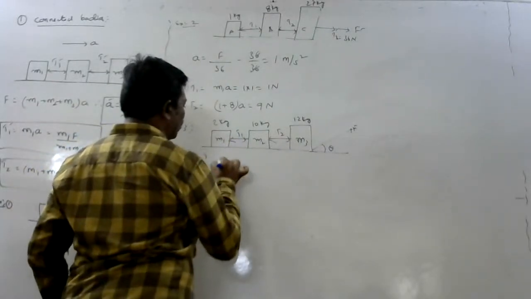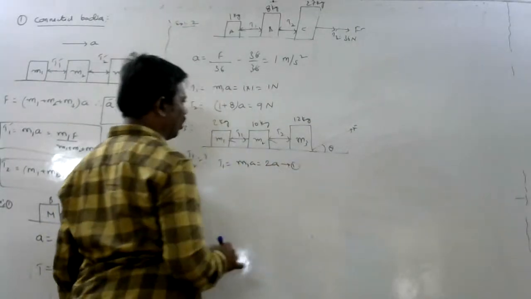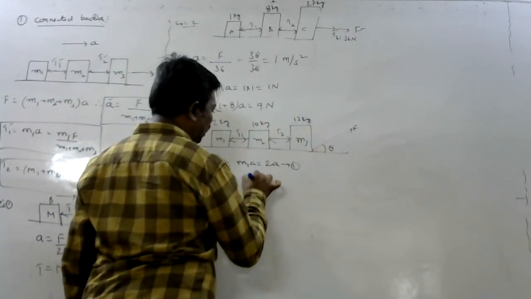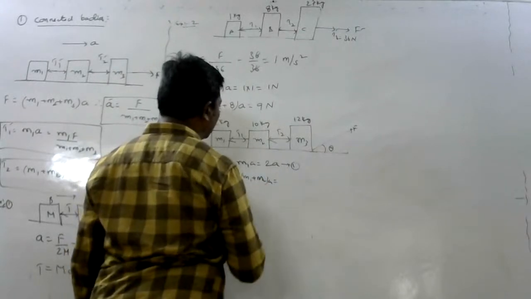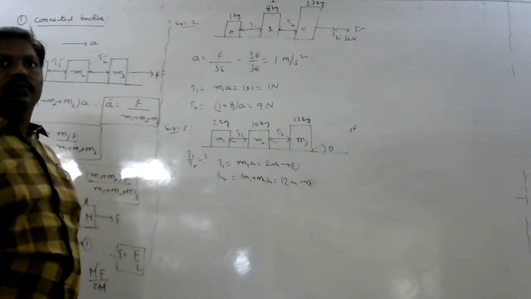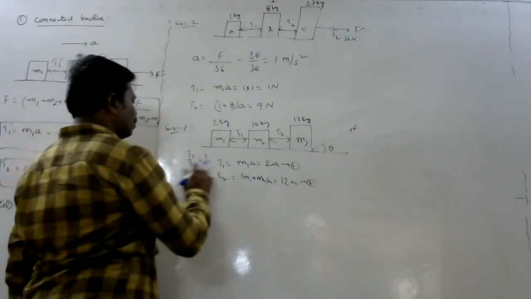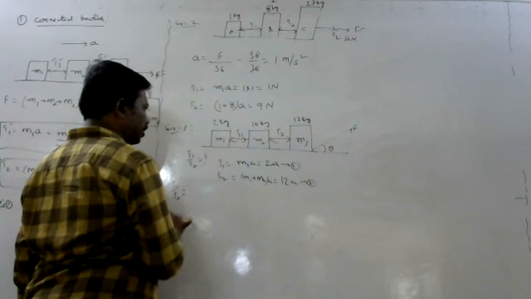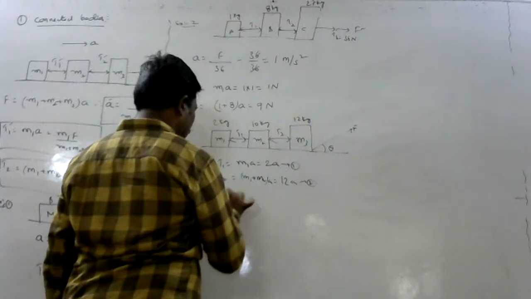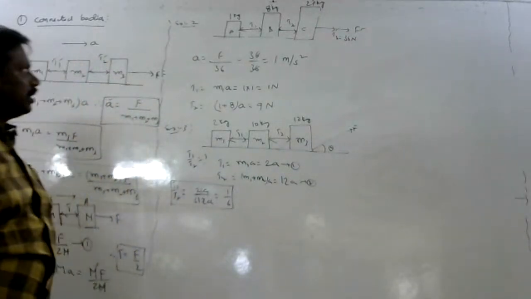So from this diagram, T1 is equal to M1 A. That means 2A, equation 1. And T2 is equal to (M1 plus M2) into A. That is equal to 12A. That is equation 2. So ratio of T1 to T2: T1 by T2 is equal to 2A by 12A. 2 ones are 2, 2 sixes are 12. So T1 by T2 is equal to 1 by 6.